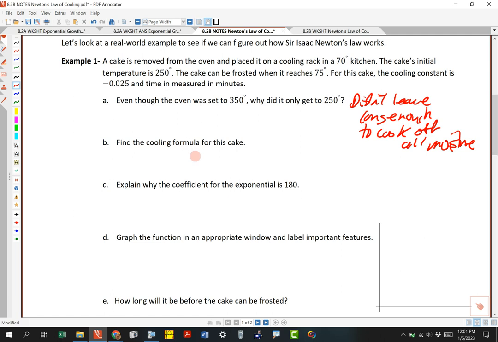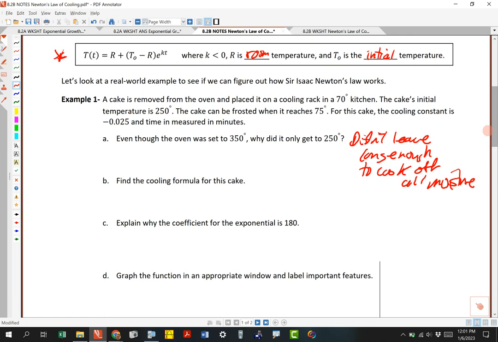So it says find the cooling formula for this cake. Let's plug this in here. I'm just going to use a big capital T for this. Okay, Dane, what's R? The rate? Nope. The percent? Nope, got to pay attention. It's a big capital R in this, so it's room temperature. So it's 70 degrees.